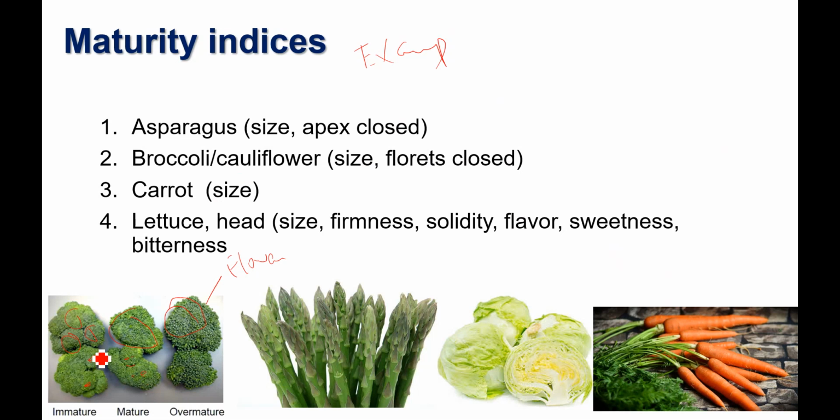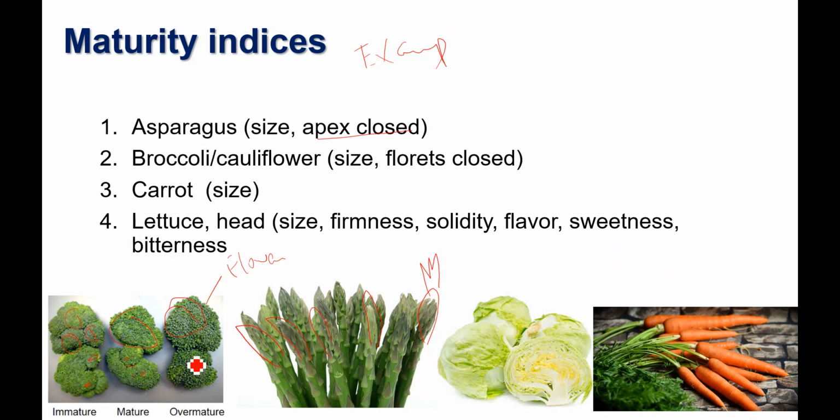So size is also changing. In case of asparagus, we always want the florets to be closed. The moment they get opened up, that means they are matured. We always want the apex to be closed; we don't want the apex to be open.